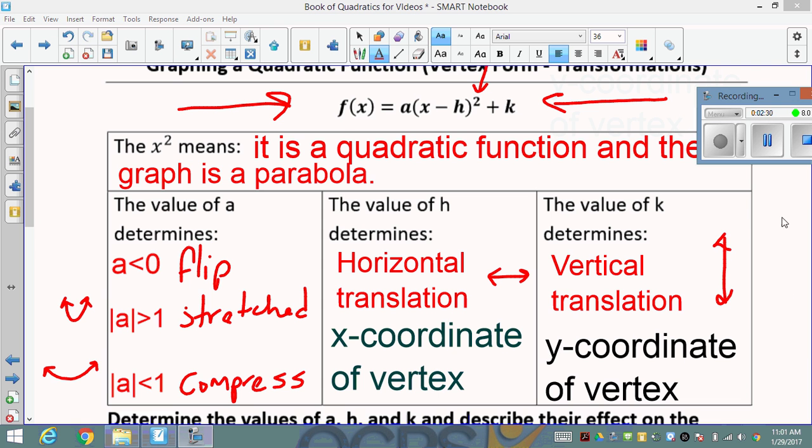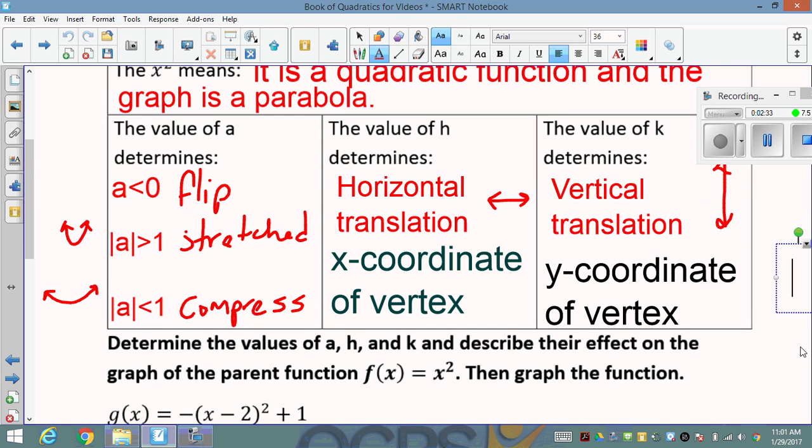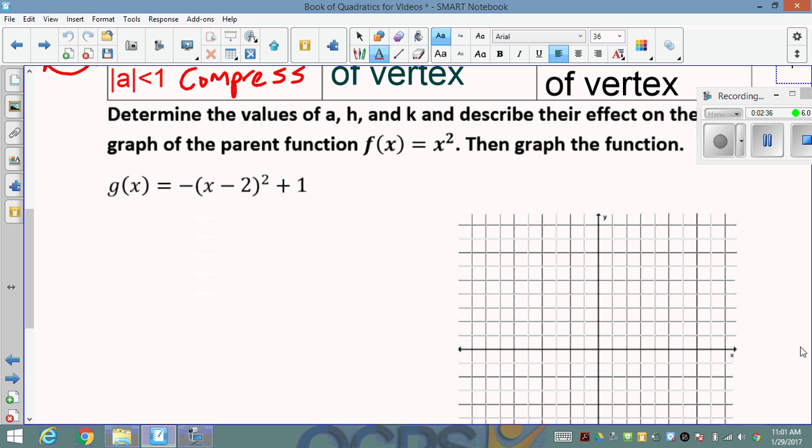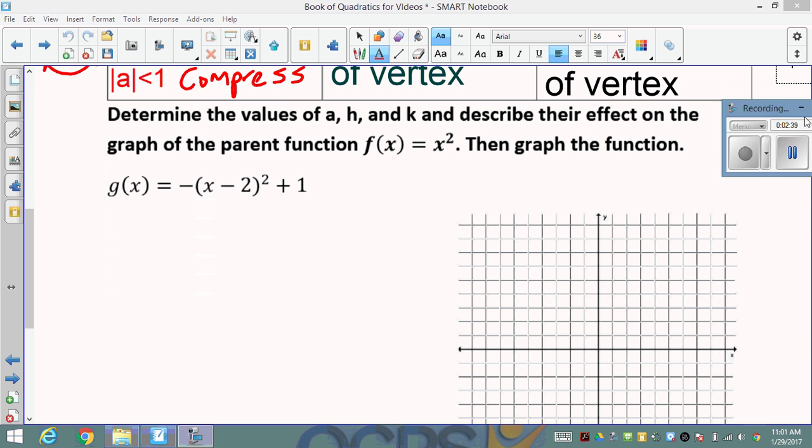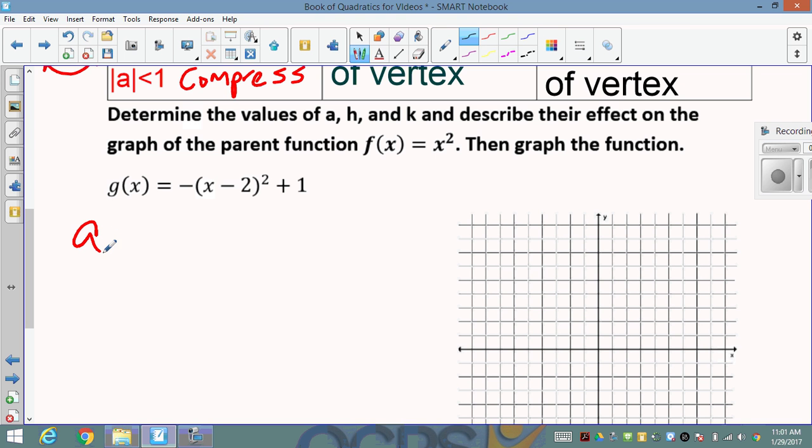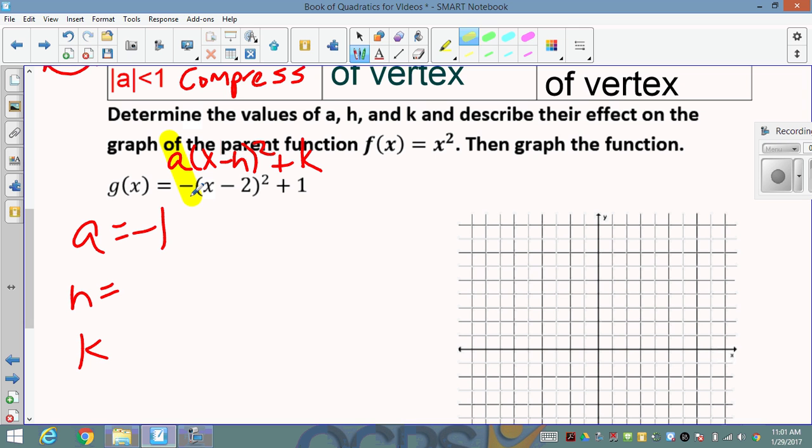Now we're going to look at an example where we use these values to graph a quadratic function. So our directions say to determine the values of a, h, and k and describe their effect on the graph of the parent function, which is f of x equals x squared, and then graph. So let's start by deciding what our a, our h, and our k are. If you look at your general form, it's a times x minus h squared plus k. So the a is negative 1, right there.